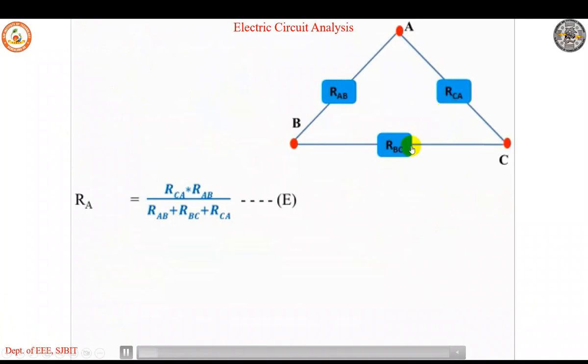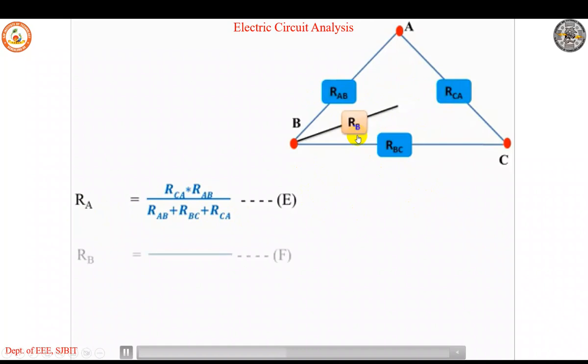As discussed, these are delta, which are known: RAB, RCA, RBC. What we have to find are RA, RB, RC. Based on derivation, RA is equal to RCA times RAB divided by RAB plus RBC plus RCA. RA is in contact with RAB and RCA, so the way to analyze is the product of those two divided by the sum of all the elements.